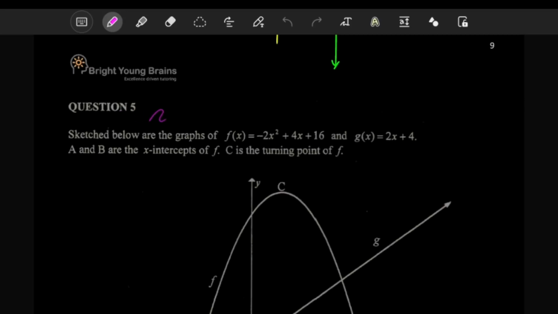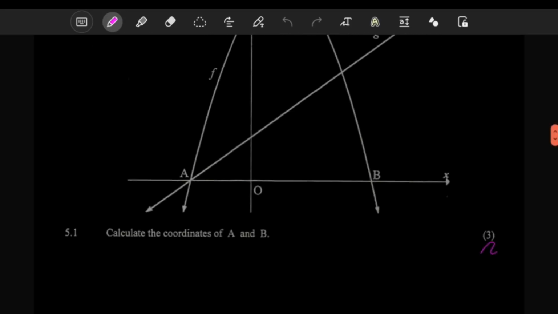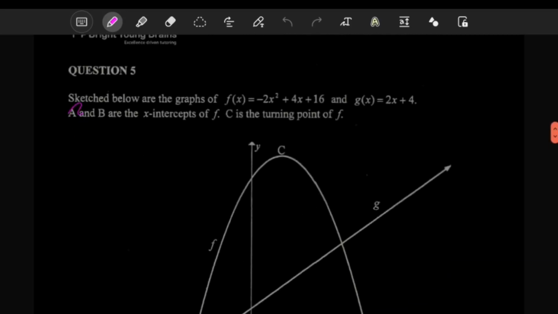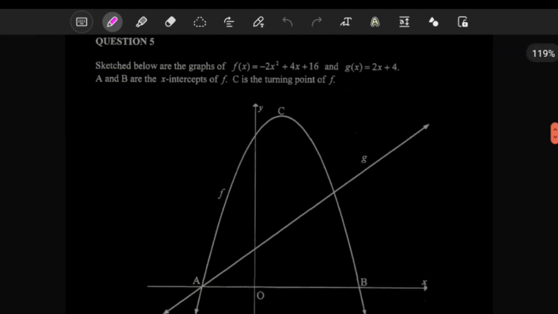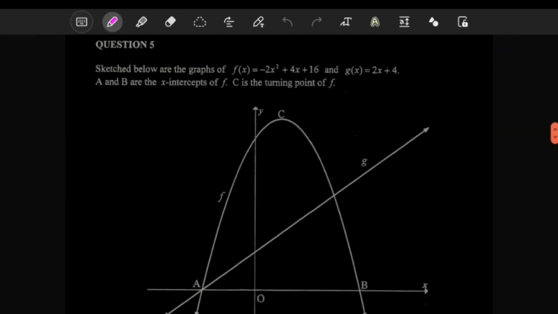But anyways, how many marks here? For 3 marks, they're asking whatever they're asking, but we always need to read our description first, because that's the important thing to do. So here it says, sketched below are the graphs of this here. This is a parabola, and this is a straight line graph. It says A and B are the x-intercepts of f. Yes, we can see that over here and over there. And then it says C is the turning point of f.